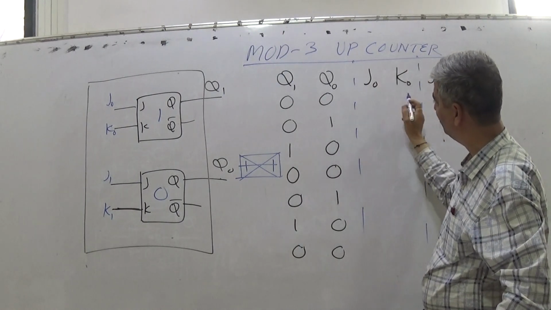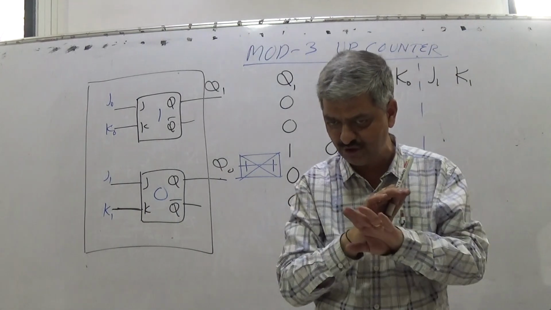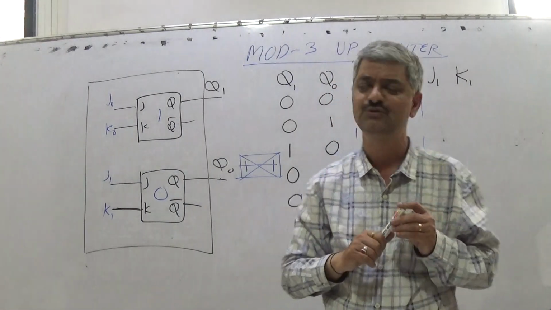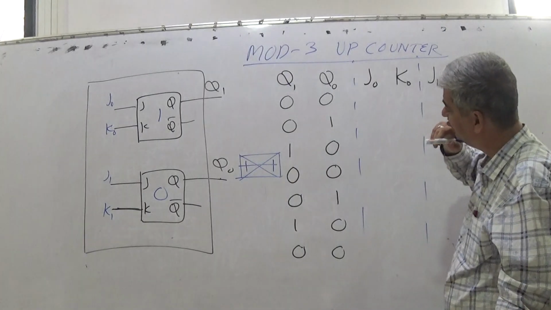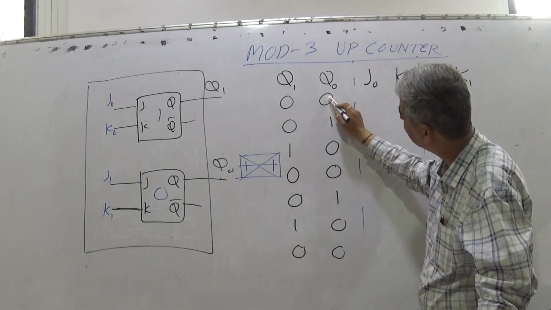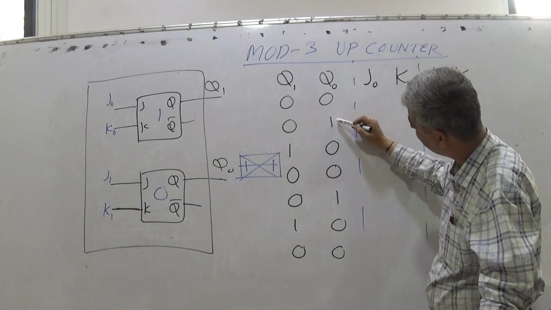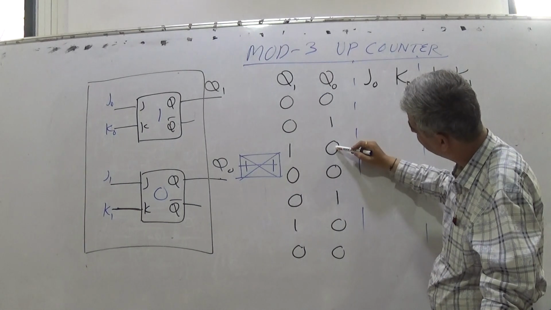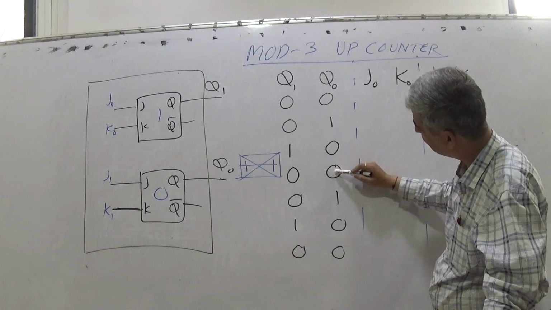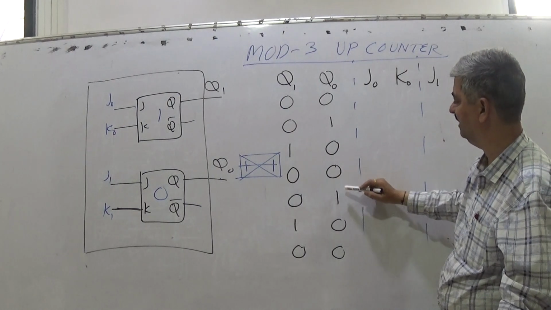So what should be J0 and K0? Now I will explain without any assumption of expert knowledge. We go by a simple copybook style. So these are 0, 0. In that case, I expect this to toggle. Here I expect this to toggle. And here I expect this to maintain its last state. I expect this to maintain its last state. Here I expect it to toggle.